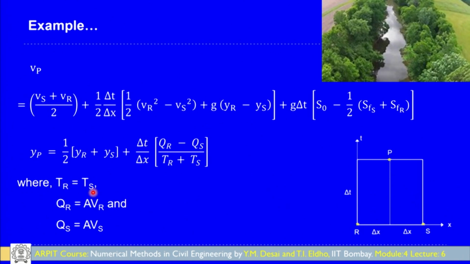Here, Tr is equal to Ts, Qr is equal to A into Vr and Qs is equal to A into Vs. So, as you can see, this is the explicit scheme. The advantage is that from the known values, we are explicitly finding the unknown value. Here, the unknown is at this location P. From the known values of velocity and depth of flow at R and S, we are finding the unknowns at P, the velocity and depth of flow. So that is about the example problem.